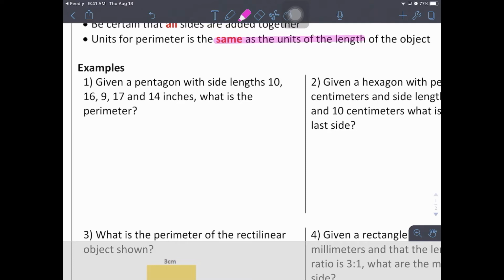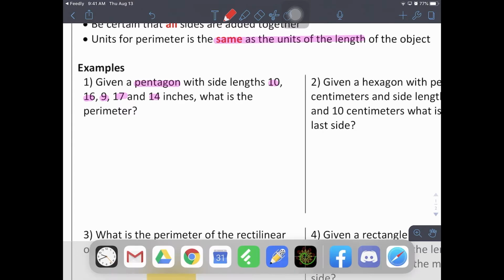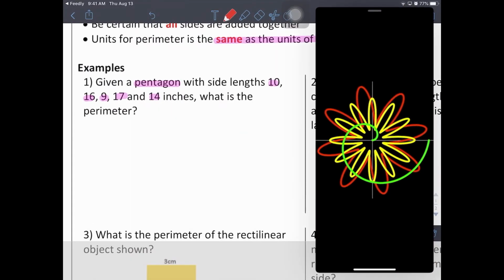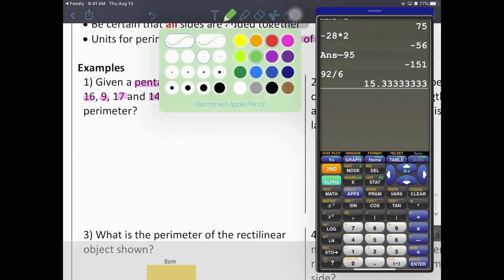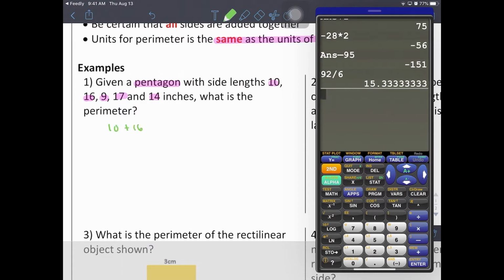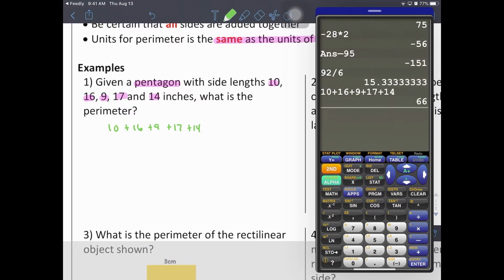So if we're dealing with a pentagon, it should have 5 sides. Do I have 5 lengths? 1, 2, 3, 4, 5. I sure do. So all we have to do is add those values together. So I take out my calculator, and I'm thinking, what's 10 plus 16 plus 9 plus 17 plus 14? I end up with 66.